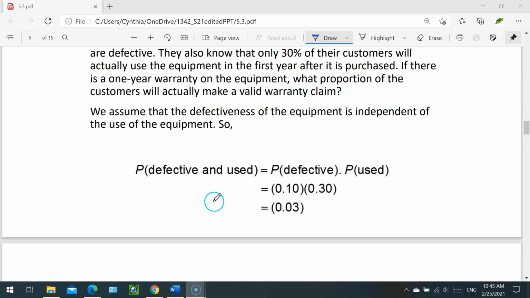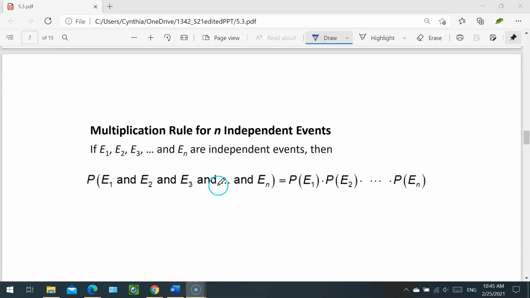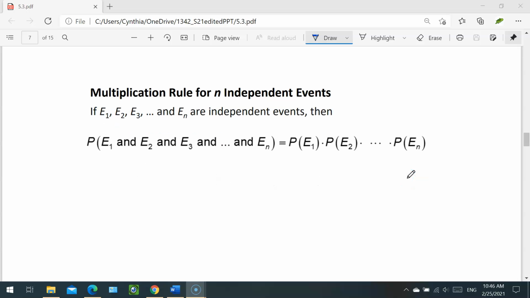When you are looking for more events and they are independent events, to find the probability, you simply multiply the probability of each event. Multiply them all together. That would be the multiplication rule of the independent events.